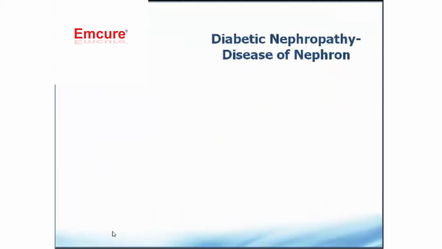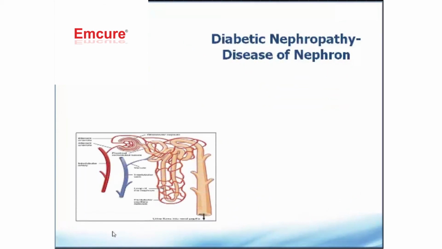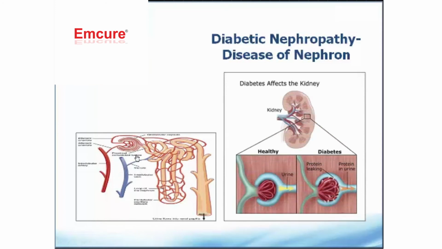Now let us see what nephropathy is. This is the structure of a glomerulus in a nephron. A nephron is basically the smallest structural and functional unit of a kidney, and in this picture this is a glomerulus, which is called the filter house of our body. You can see that in a healthy individual the glomerulus looks like this, whereas in a diabetic patient it gets affected, and thereby kidney failure is a condition where a patient can also land up.